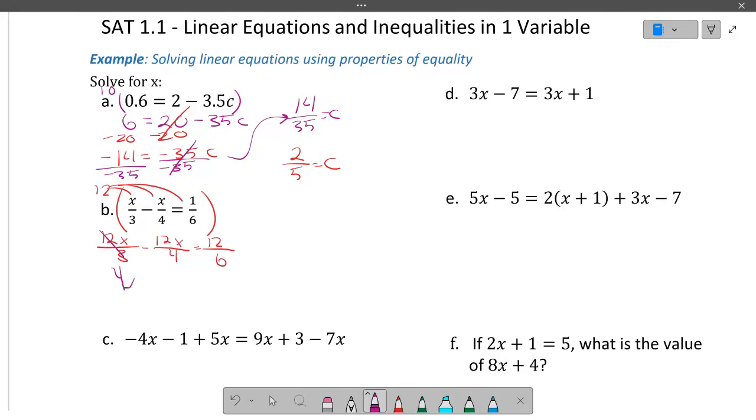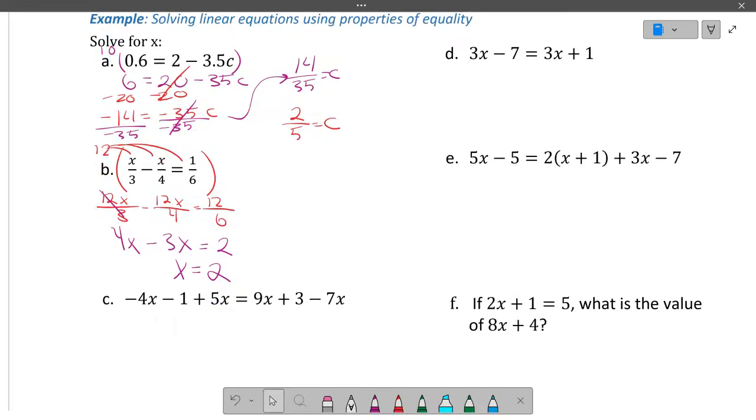It simplifies to 4x, and then 12 over 4, 3x, and then 12 over 6, 2. 4x minus 3x is... accuracy and efficiency. Okay? Ways that we can manipulate the problem to make it easier. All right? Outside of that, we're going to continue with combining like terms and isolating our variable.